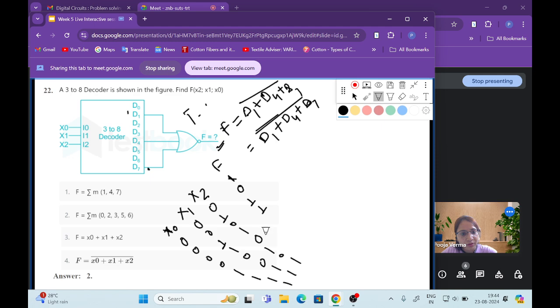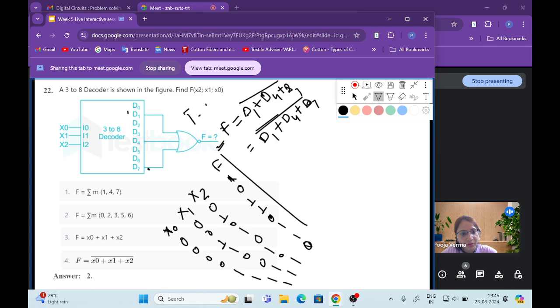Again for 1, 0, 0, the D4 will be 1, right? And all other possible combinations are 0, 0. So D1, D4 will be 1, 0, 0. If you add 1 it will again give you 0, right? Here it is 0. If you check the other possible combinations, for F it is 1. So you will get 1, 0, 1, 1, 0, 1, 1, 0, 0, right?